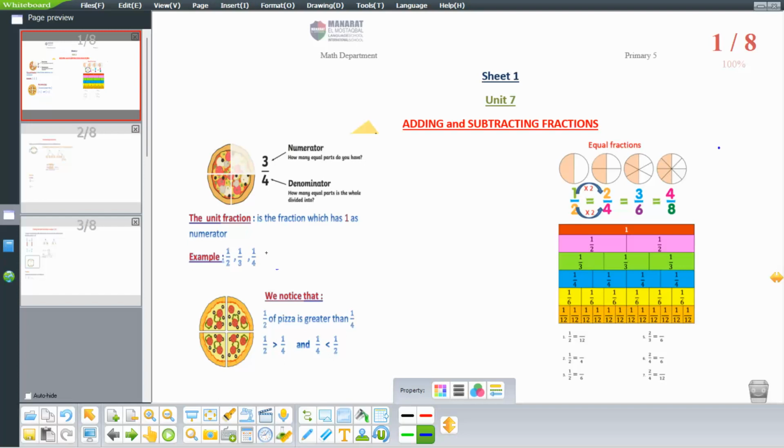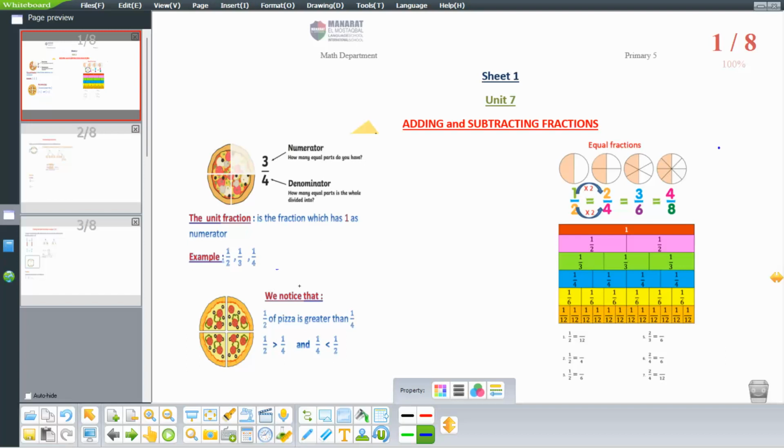Okay, and also we talked in grade 4 about the unit fraction. We said that the unit fraction is a fraction which has numerator equal 1, like half, third, quarter, fifth, and so on. And we know that any fraction is composed of many unit fractions, like 3 over 4. If I want to represent it with unit fractions, it will be 1 over 4 plus 1 over 4 plus 1 over 4. Do you remember?